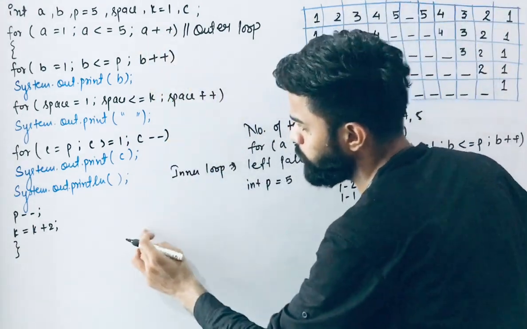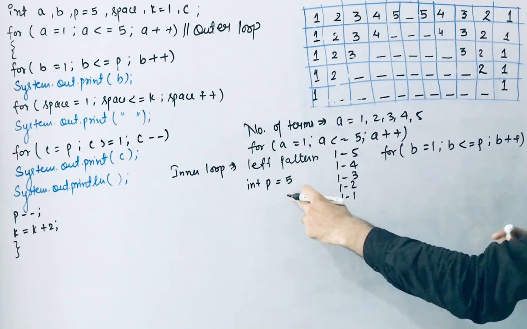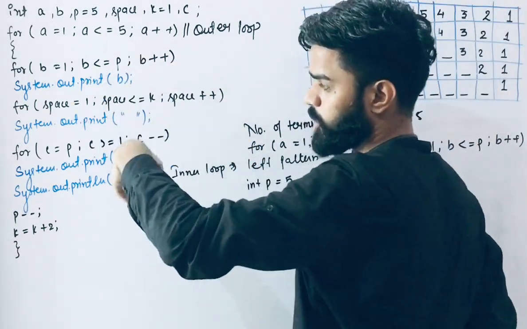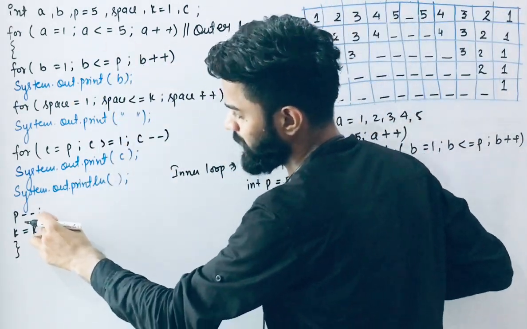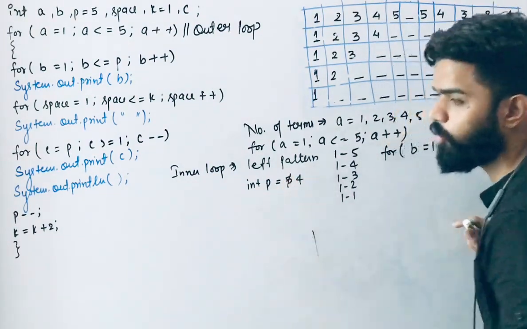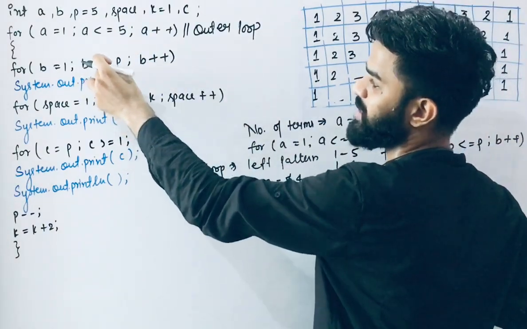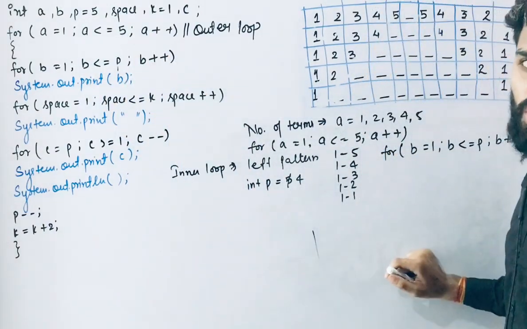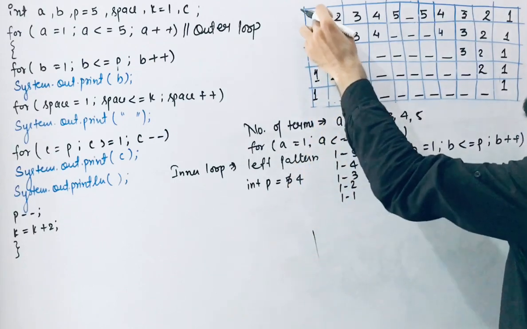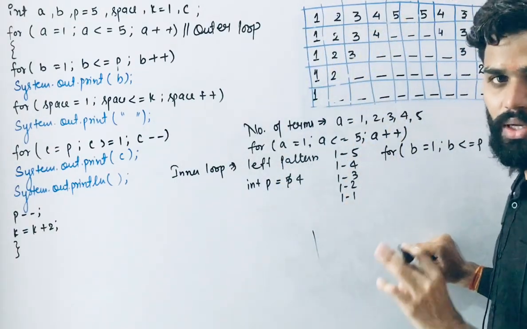When the complete loop runs the first time, P equal to 5 because of this, and then we complete the first process and then it comes here, then P minus minus, and the next value is 4. Clear? And then again it comes here, and now B is less than or equal to P means 1 is less than or equal to 4. So the first time it prints 1 to 5, the second time it prints 1 to 4. Is it clear?